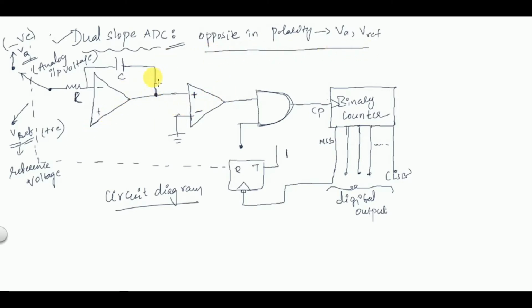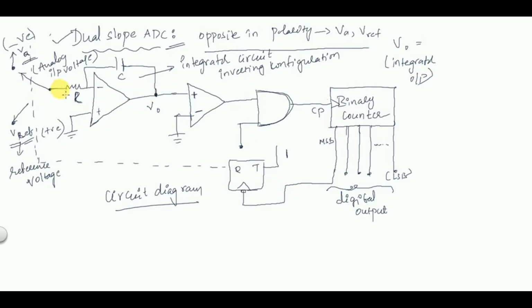The next part here is the integrator circuit using an op amp. The positive terminal is grounded, so the non-inverting terminal is grounded and it is in inverting configuration. Since it is in inverting configuration, what will be the output of the integrator? I am taking the integrator output as V0.